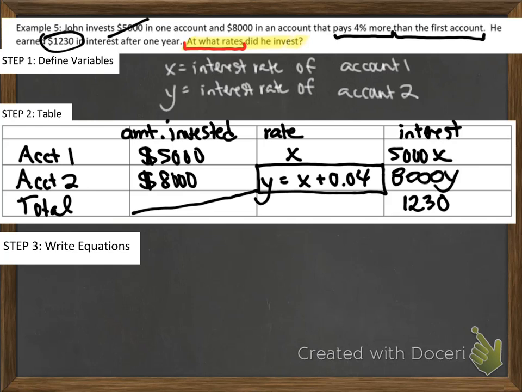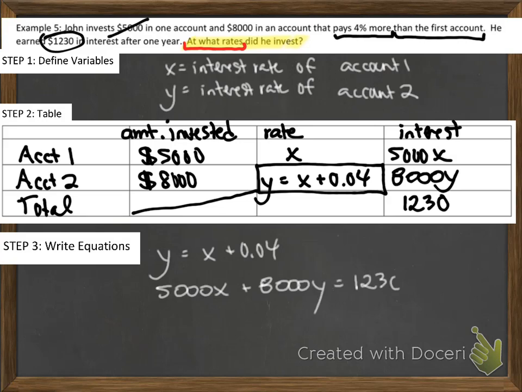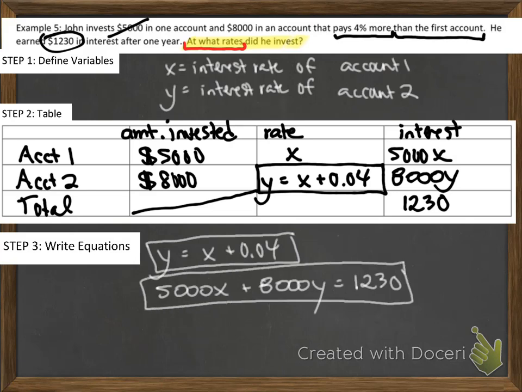Okay, so our two equations, one of them is y equals x plus 0.04. The other one is 5,000x plus 8,000y equals 1,230. Okay, so these are the two equations that we have. Now, one of the variables has already been isolated for us, so I would say that the easiest way to do this is to use substitution. So let's go ahead and do that.